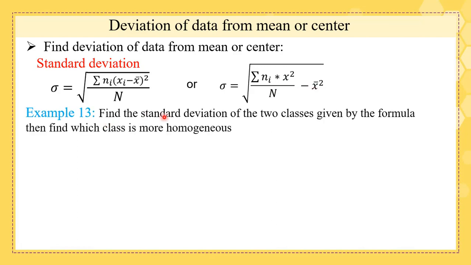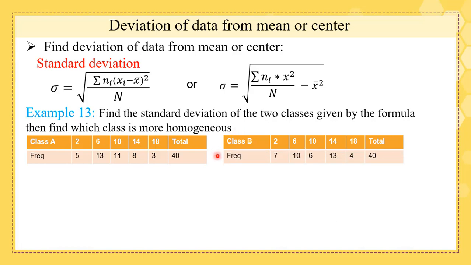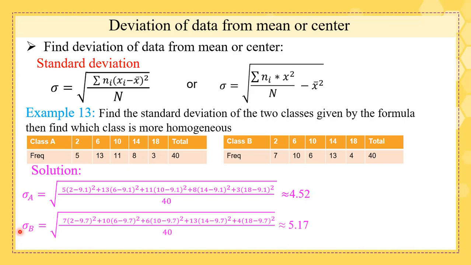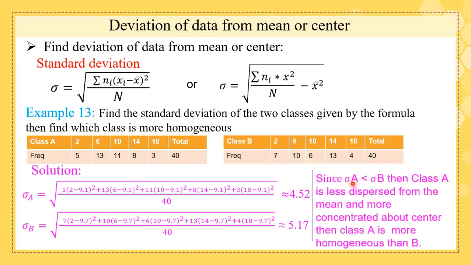Example. Find the standard deviation of the two classes using the formula, then find which class is more homogeneous. Class A, Class B. Solution: standard deviation of Class A equals the radical of 5 times (2 minus 9.1) squared, etc., which is equal to 4.52. Standard deviation of Class B equals 5.17.